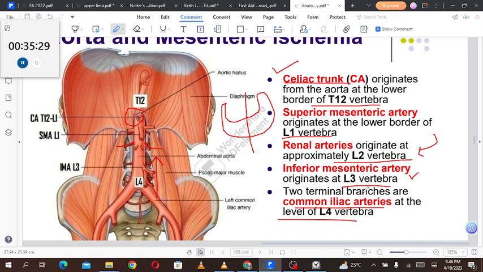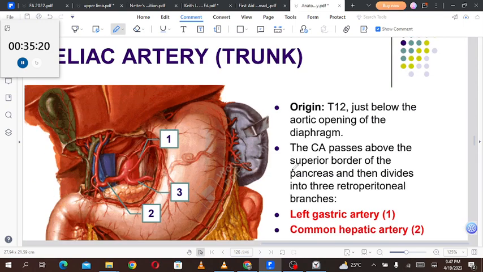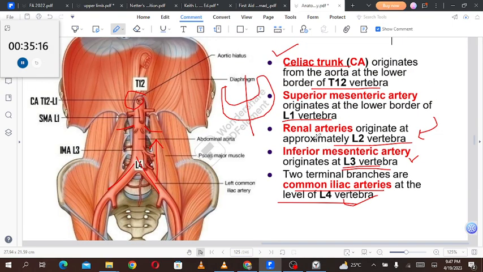So inferior mesenteric artery at the level of L3 vertebra. Then the two terminal branches are the common iliac arteries, at the L4 vertebra. So the bifurcation occurs at L4. Then we have the celiac artery or trunk. I guess there is a bifurcation of the trachea at T4 as well, if I am not wrong.